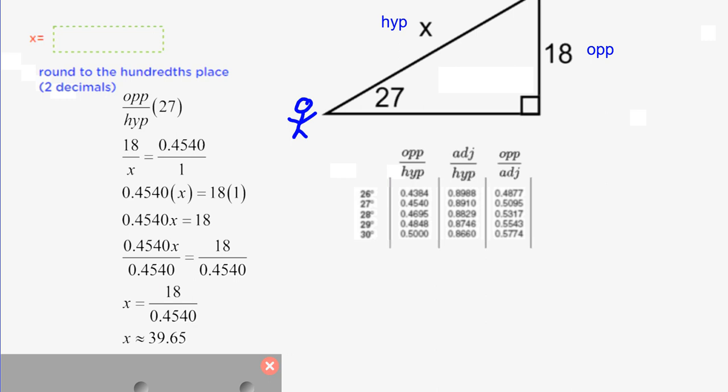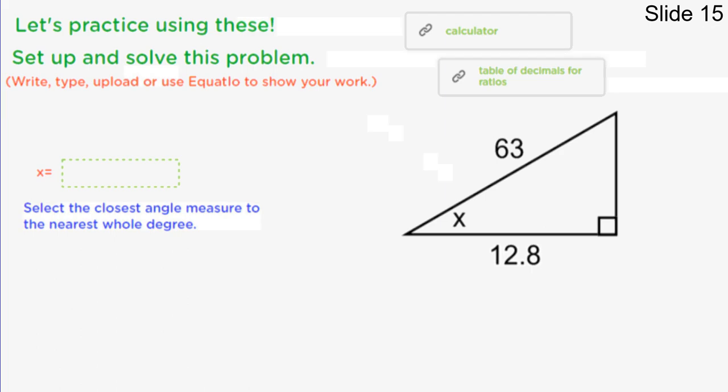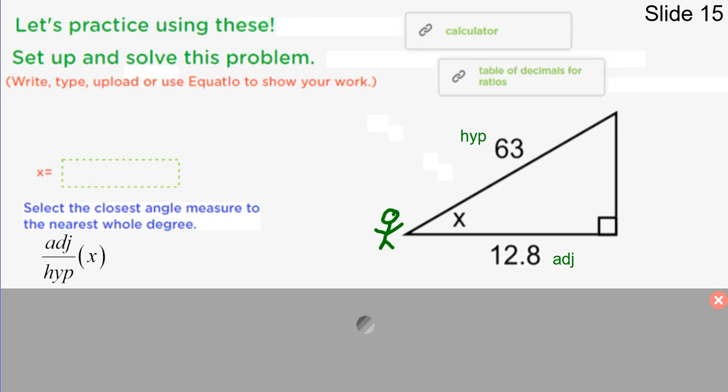All right, so let's try this one here. Let's see if we could write a proportion to help us solve. So where are you standing and how are those sides related to where you're at? We are standing at the angle for x. We've got our hypotenuse of 63 because the right angle always points to the hypotenuse. And we've got 12.8 as the adjacent side. We are looking at the ratio of adjacent compared to the hypotenuse.